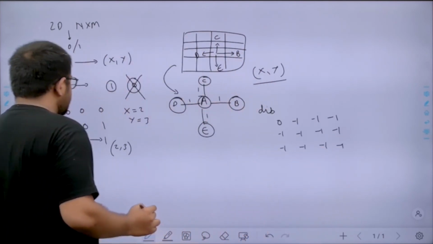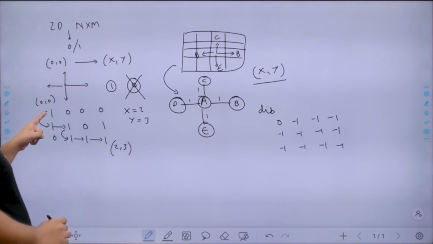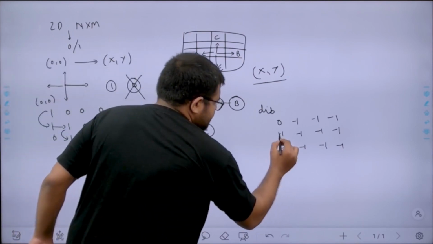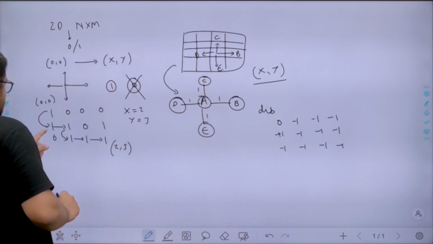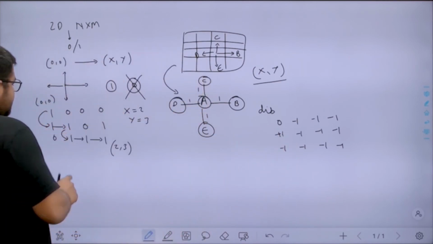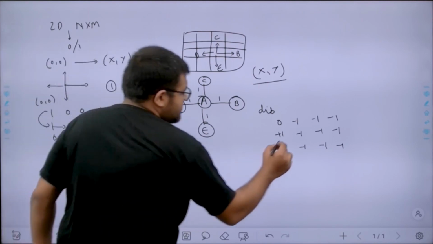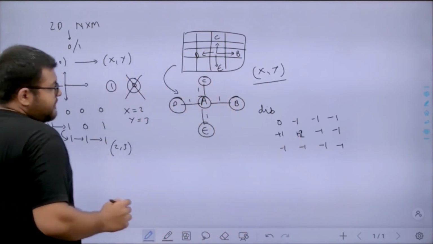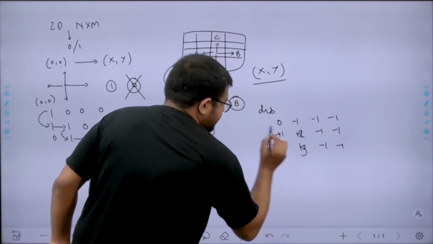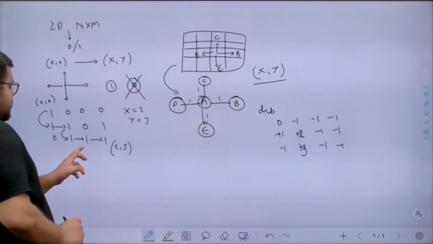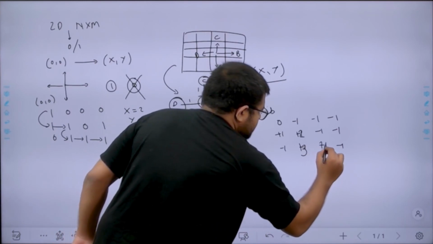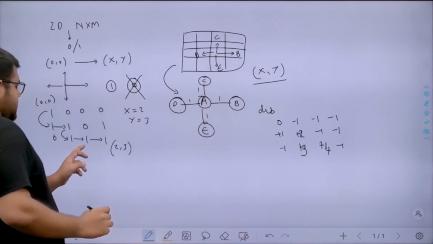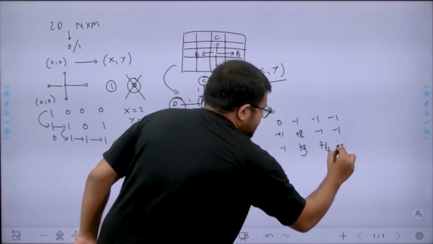Then when we do breadth first search, this is 0 and this cell is connected to it, so this cell will become +1 distance. Then from here it will go here in breadth first search, so this will become +2, right? This will become +3. Then from here it will go here, so this will become +4. From here it will go here, so this will become +5.